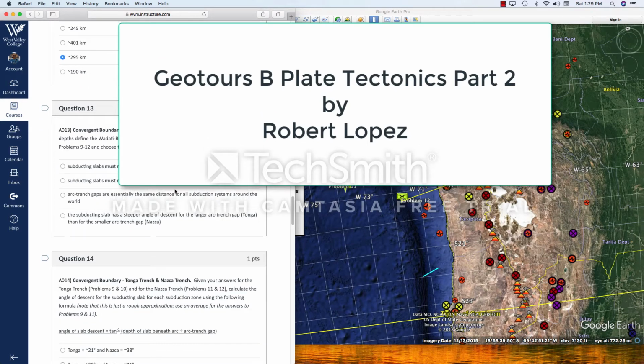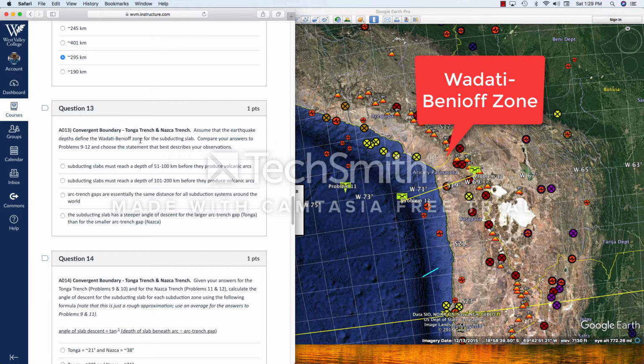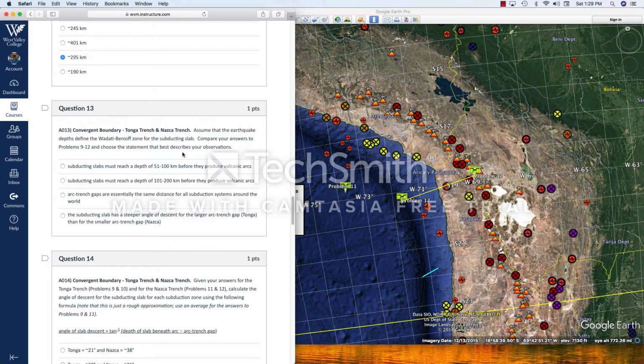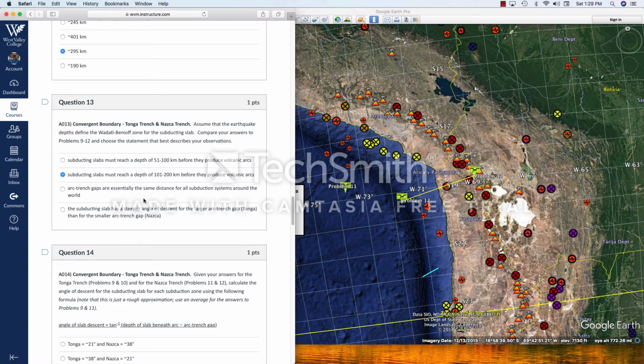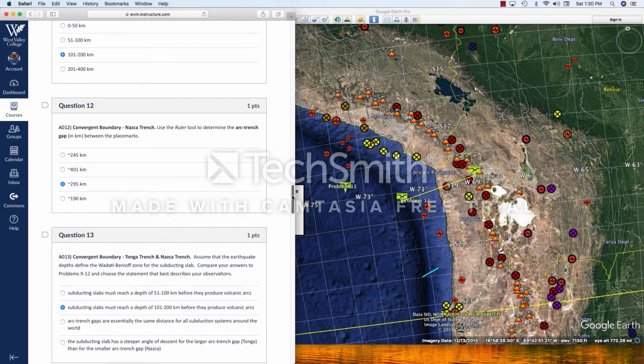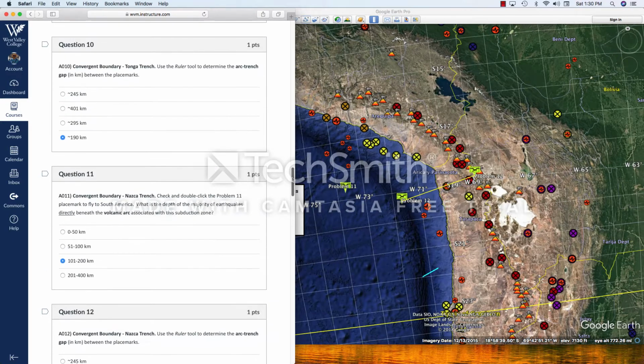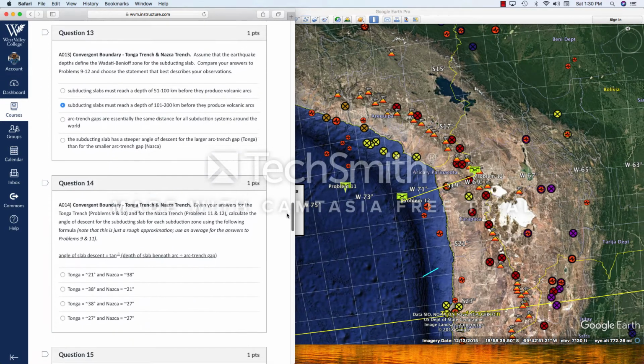Now this problem 13 deals a little bit with this Wadati-Benioff zone, and we're going to compare our answers for questions 9 through 12 and choose a statement that best describes your observation. So subducting slabs must reach a depth of, nope, that's incorrect. Subducting slabs must reach a depth of 101 to 200 kilometers before, yes, that's true. And our trench gaps are essentially, no, they're not the same around the world, because remember this one was 295 and the other one was only about 190, right? So they're quite a bit different there.